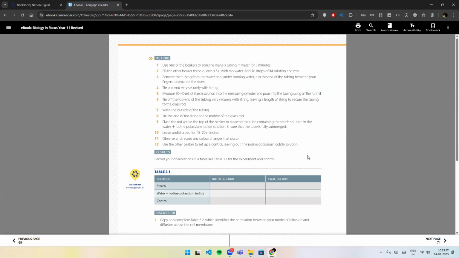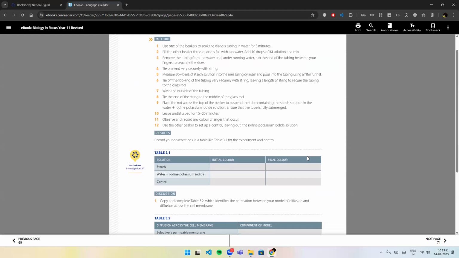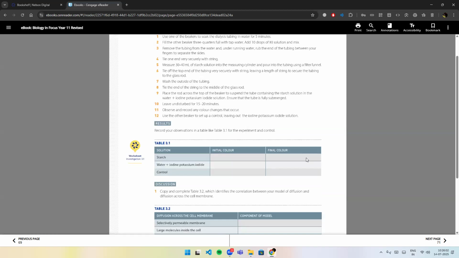Method. Use one of the beakers to soak the dialysis tubing in water for 5 minutes. Fill the other beaker 3/4 full with tap water, add 10 drops of iodine potassium iodide solution and mix. Remove the tubing from the water and, underwater, rub the end of the tubing between your fingers to separate the sides. Tie one end very securely with string.